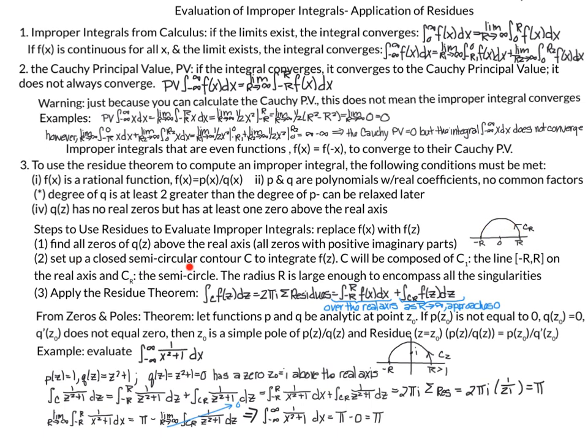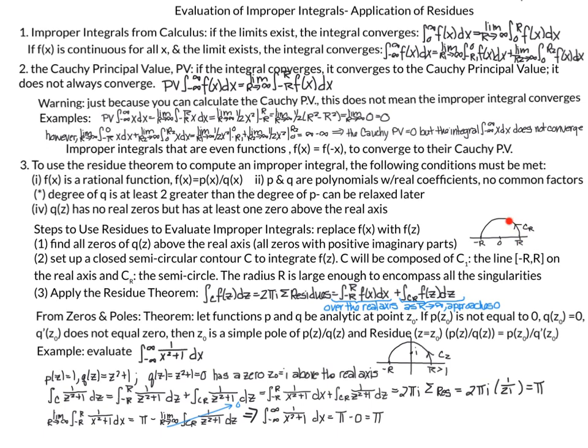We set up a closed semicircular contour C to integrate f of z, and C is going to be composed of C1, which is a line between negative r and r on the real axis, and CR, which is the semicircle above, and the radius r has to be large enough to enclose all the singularities that have positive imaginary parts. Then we apply our residue theorem.